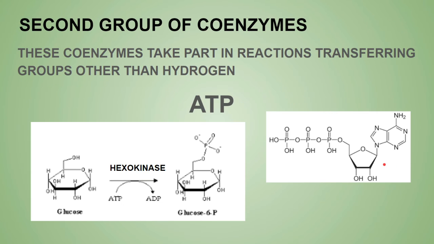Okay. Now the next group is the second group of coenzymes, that means the group that transfers groups apart from hydrogen. These coenzymes take part in reactions transferring groups other than hydrogen. Remember, a particular group or radical is transferred from one substrate to another substrate, and most of them belong to the vitamin B complex only. An example of the second group of coenzymes is ATP, adenosine triphosphate.